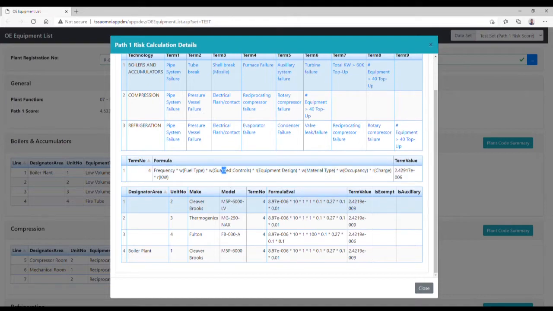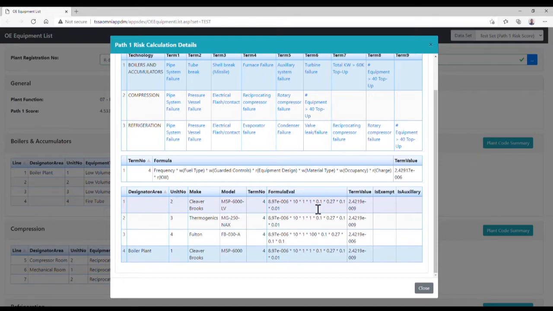And so let's start with fuel type. So we know it's gas. So if we scroll down to our modifiers, if we look at table 9, gas corresponds to a value of 10. So all of these have a modifier of 10. Guarded controls, if we look at table 8, guarded controls corresponds to 1 because there is guarded controls. Note that if there was no guarded controls, these would all be 50s, right?